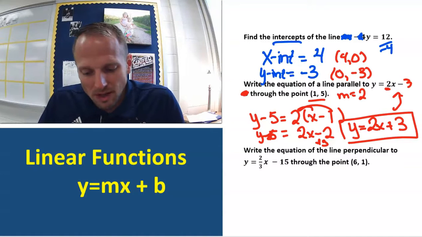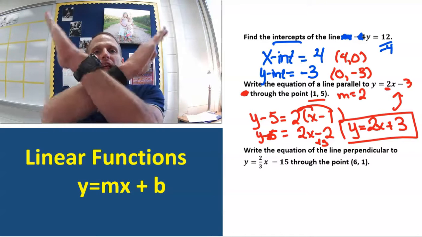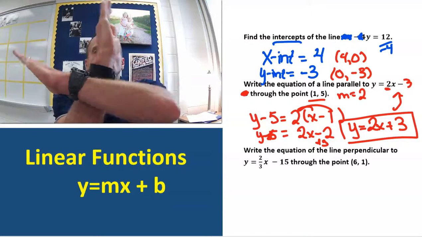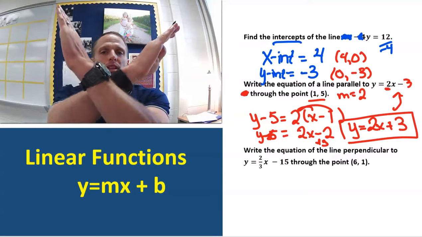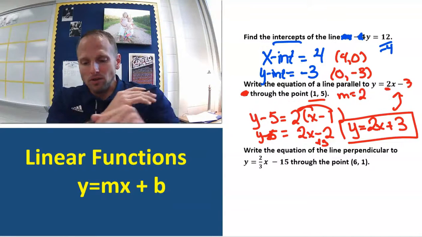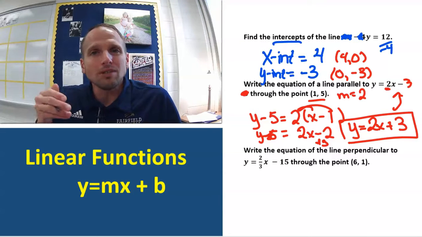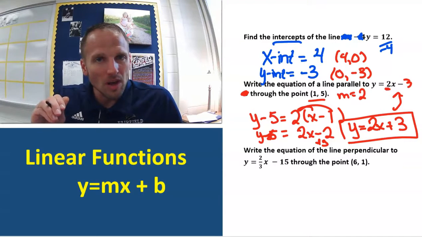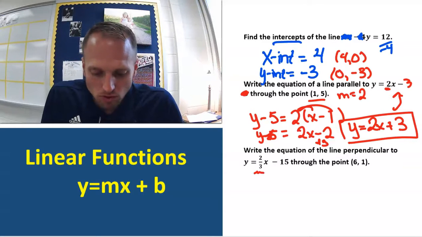Okay, let's look at the next one. Write the equation of the line perpendicular to that through the point (6, 1). Now, perpendicular lines look like an X or a cross or a plus, all right? They are at 90-degree angles. Okay, that's what perpendicular means, 90-degree angles. And the slope is going to be the opposite reciprocal. So the slope of the line we're given is 2/3.